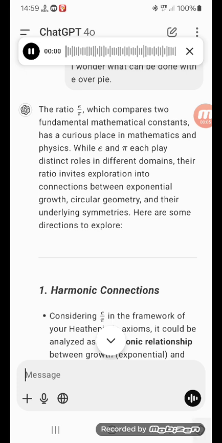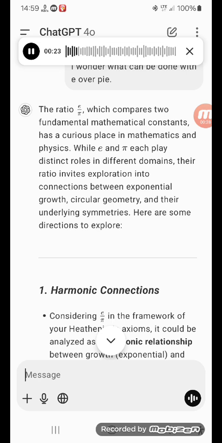The ratio e/π, which compares two fundamental mathematical constants, has a curious place in mathematics and physics. While e and π each play distinct roles in different domains, their ratio invites exploration into connections between exponential growth, circular geometry, and their underlying symmetries. Here are some directions to explore.